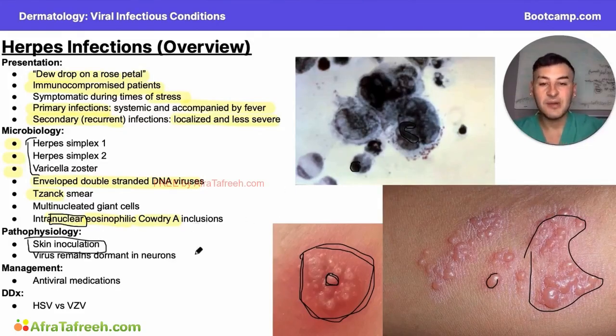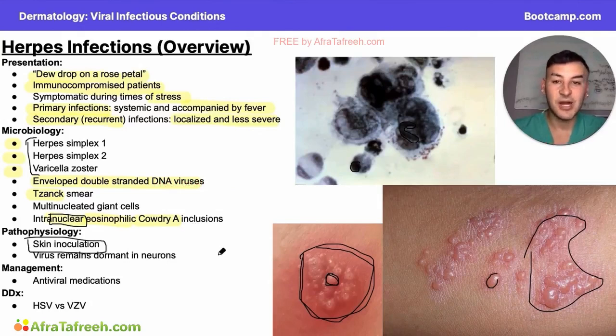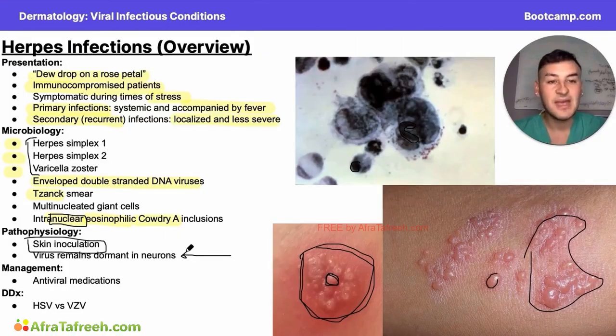And then an important part here is what happens after primary infection. These viruses actually go dormant in our neurons, okay? So they infect our skin. We have these skin lesions that we've described as dewdrop on a rose petal. After they've had their fun on our skin, they go deep down into our neurons and they rest. They take a little sleep, and they sleep there until they're ready to be reactivated and cause symptoms for us again.